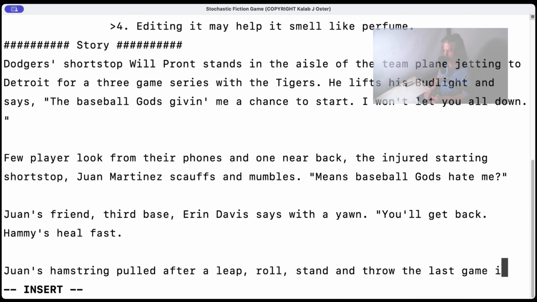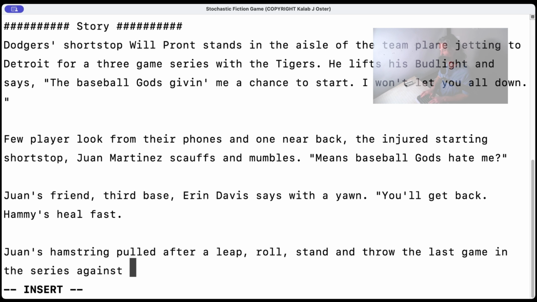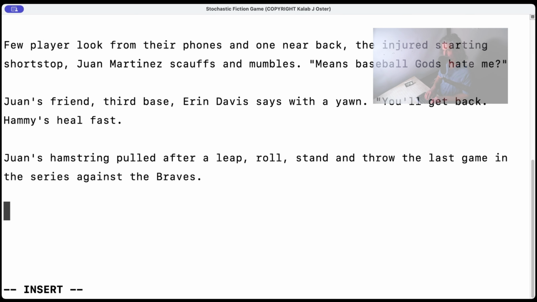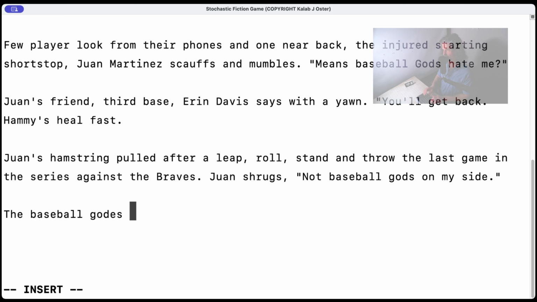Last game in the series against the Braves. Juan shrugs, maybe. Not if I don't have the baseball gods on my side. The baseball gods did bless. So we'll move on. We'll move the story forward now.